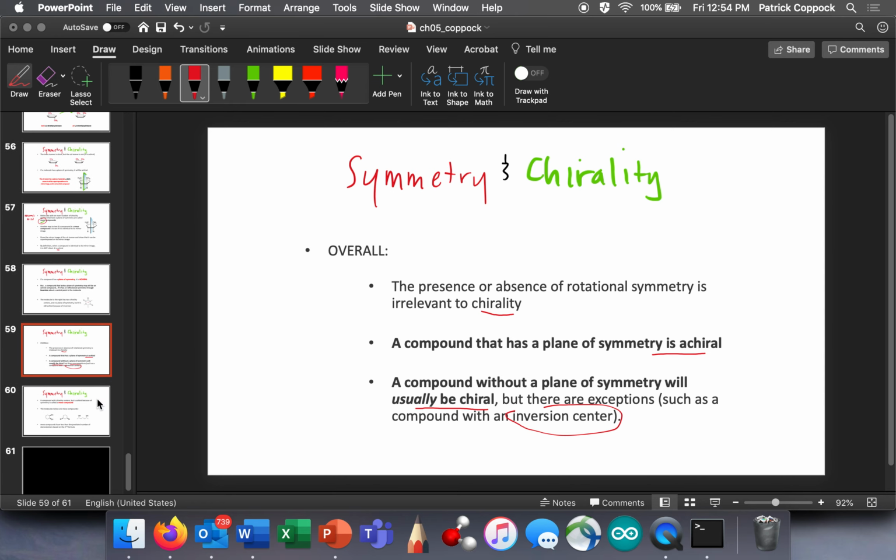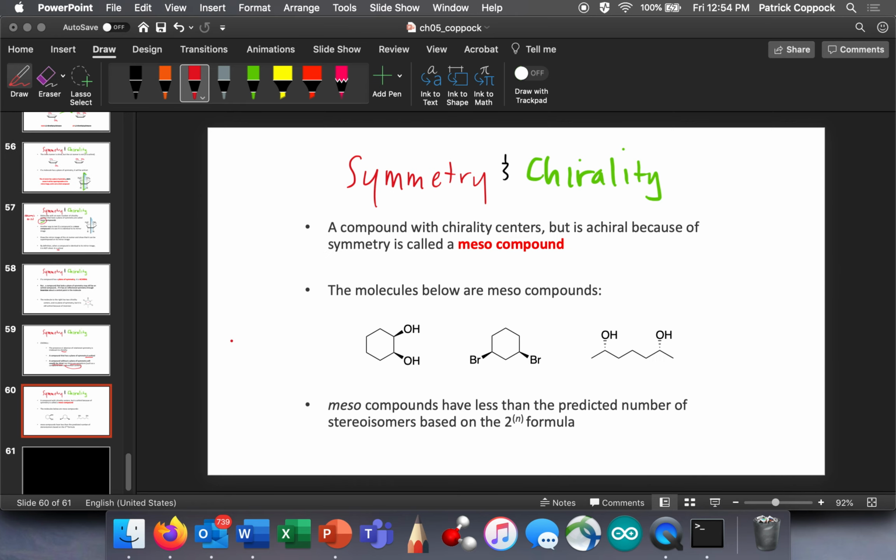No, we've got one more slide here. All right, so compound with chirality, I don't remember what this slide was. I'm going to look at it with you. A compound with chirality centers but is achiral because of a symmetry. Yeah, this is also the review, right? It's called a meso compound if there's a plane of symmetry. So here, can you see a plane of symmetry? Like that red line could be a mirror looking down on top of that. Here's a plane of symmetry, and here's a plane of symmetry, right?